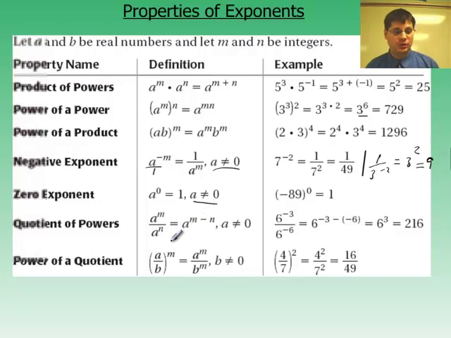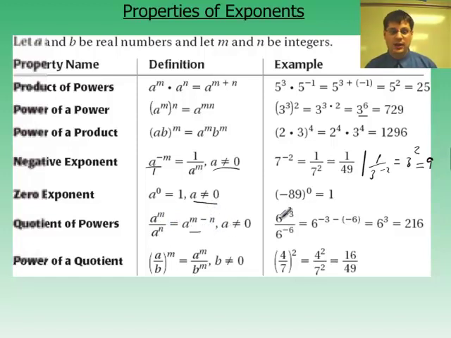The quotient of powers is basically if I have a to the m divided by a to the n. If we multiply, we add the exponents together like up here. If we divide, we subtract the denominator's exponent from the numerator's exponent, so m minus n in that order. Again, a cannot equal 0.